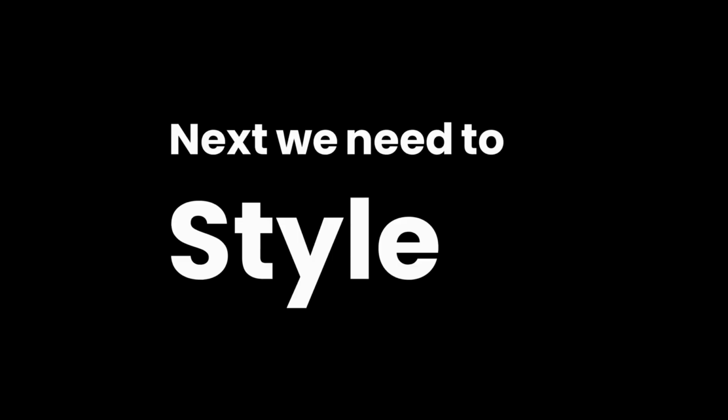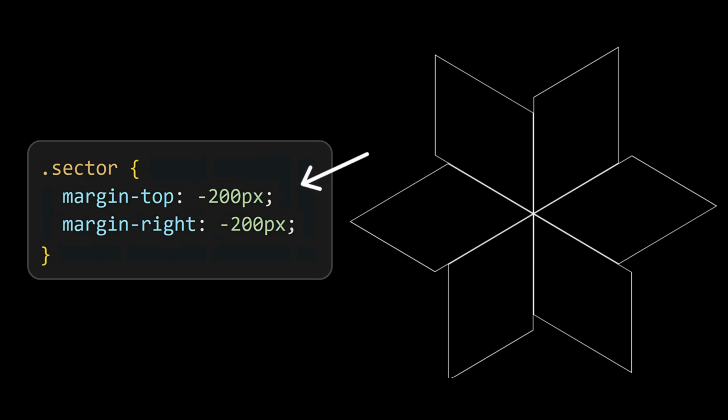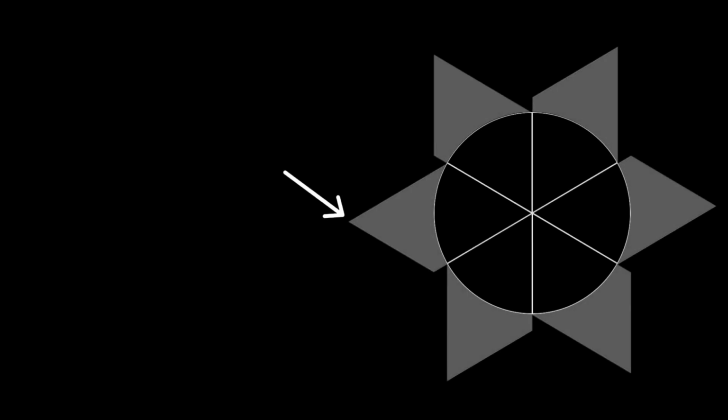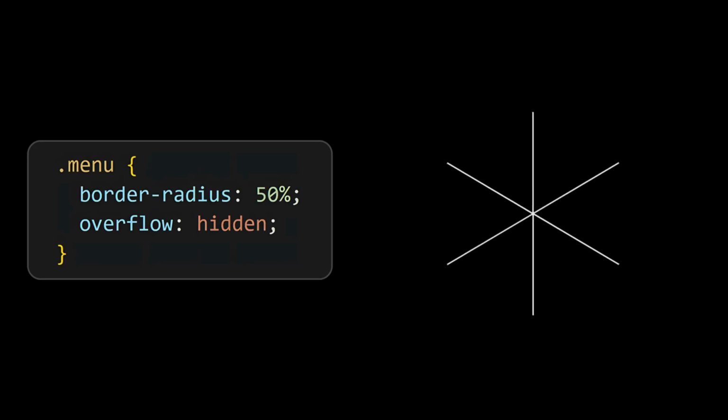Now we have the sectors ready, next we need to style it. As the sectors are rotated across a corner, the menu is shifted slightly towards the bottom left corner. Move it to the center by setting the margin top and margin right values as shown. Now we need to remove these extra parts of the sector elements. As discussed earlier, just set the border radius of the menu and set overflow to hidden.